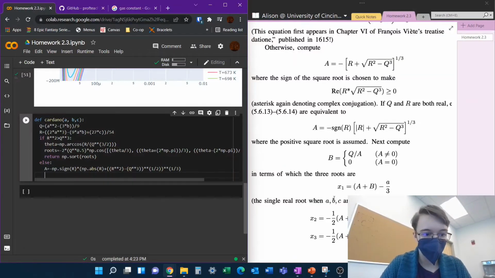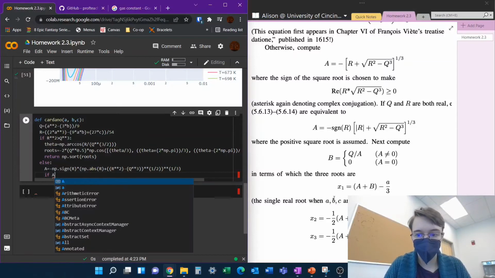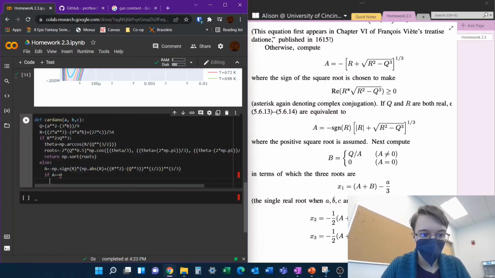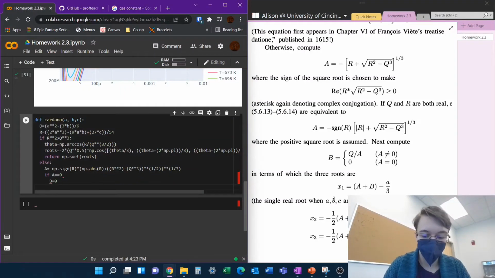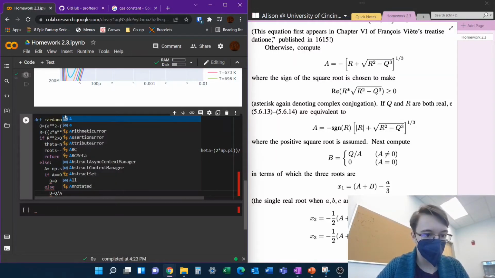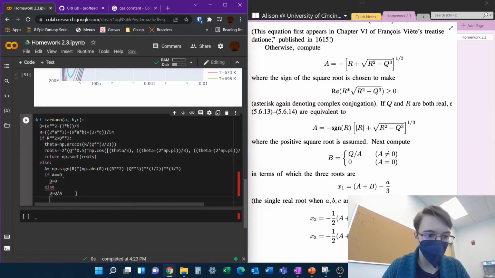So if a is equal to 0, then b is equal to 0. And else, so that's when a is not equal to 0, we've got that b is equal to q divided by a. Alright, so we've got a and we've got b. We'll back out of that. And then we can calculate our root.